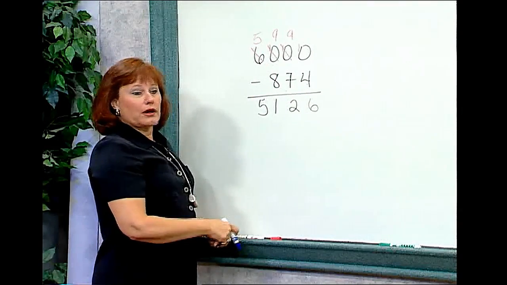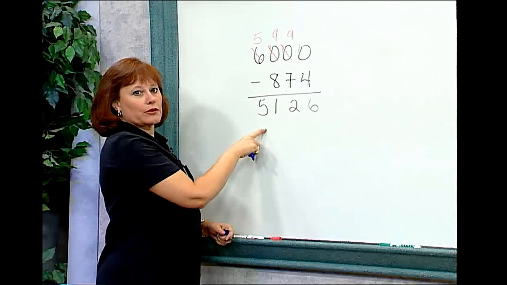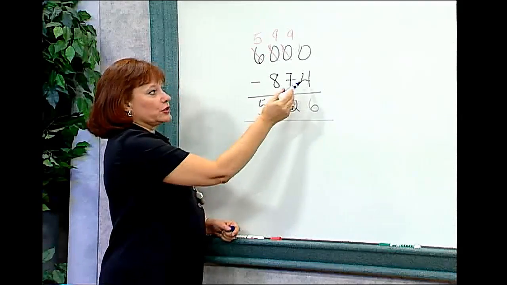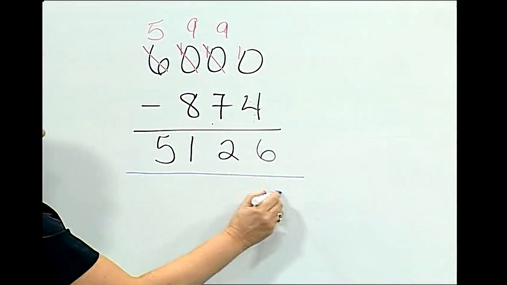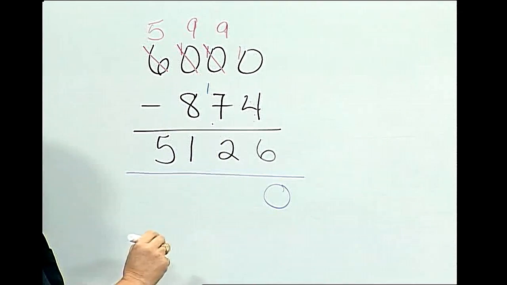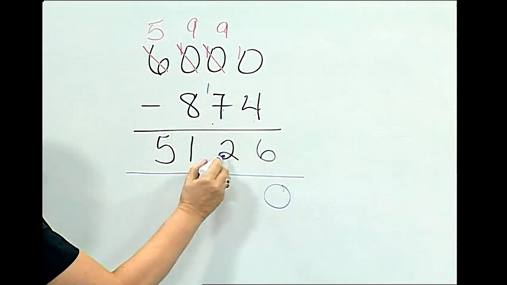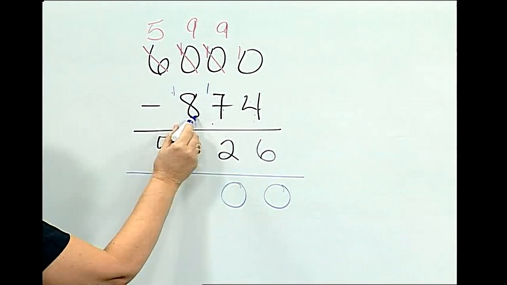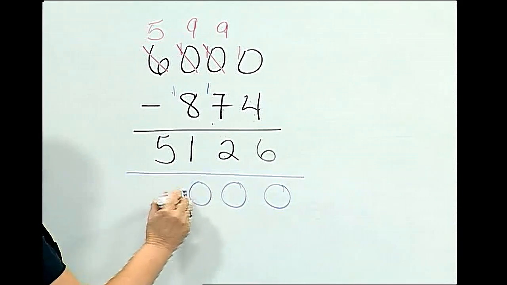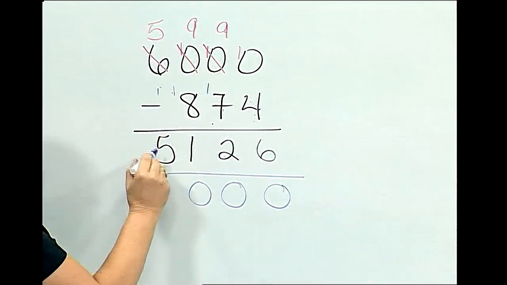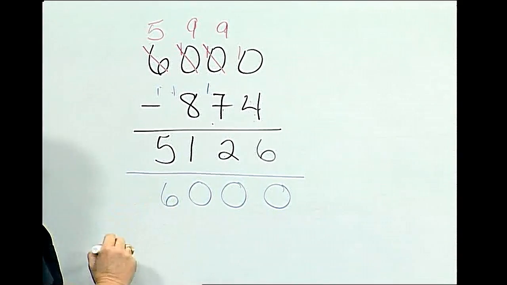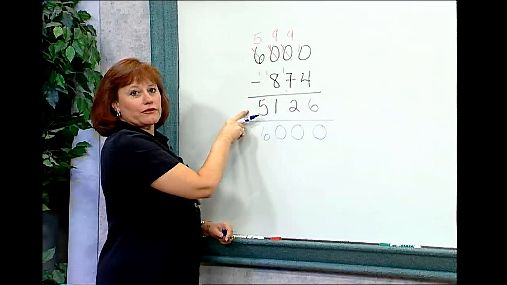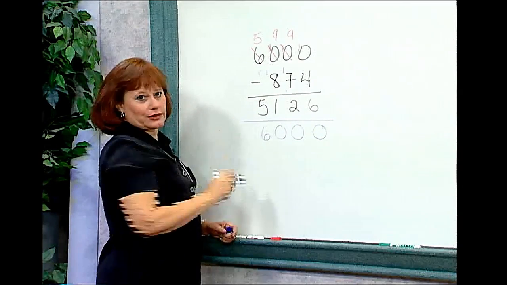In order to check our work, we want to add the number of tickets left to the number of tickets sold. That should tell us how many tickets we started out with. To check, we're going to add 4 plus 6 is 10, put down the 0 and carry the 1. 1 plus 7 is 8, plus 2 is 10, and we need to carry the 1. 1 plus 8 is 9, plus 1 is 10, and carry the 1. In the thousands column, 1 plus 5 is 6. Sure enough, we must have started out with 6,000 tickets. So we know our answer of 5,126 tickets sold is correct.